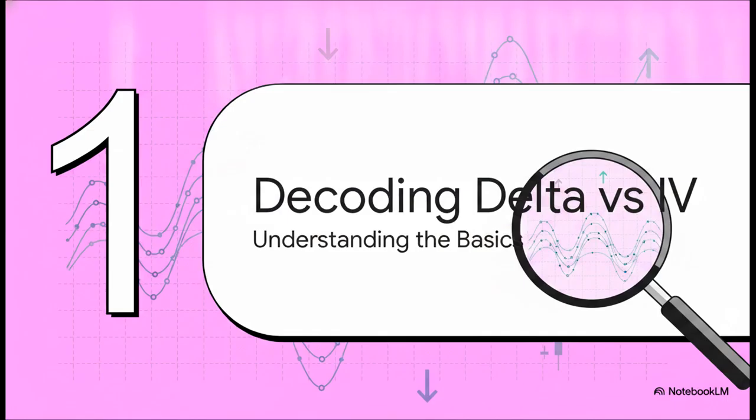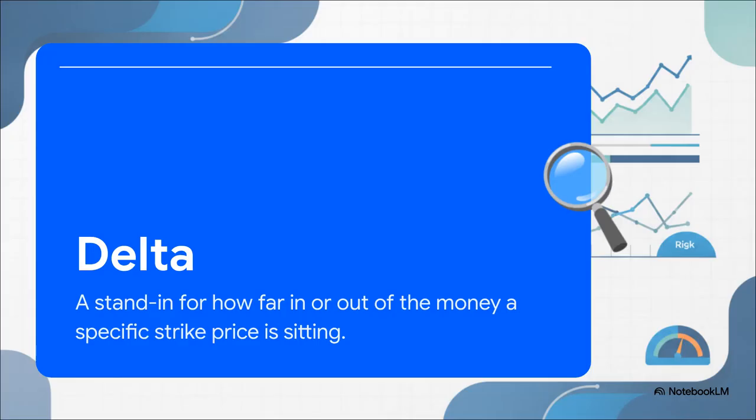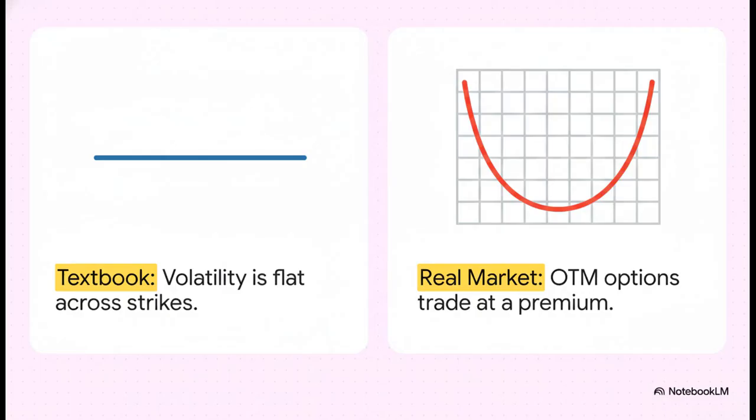Section 1. Decoding Delta versus IV. To make sense of an options curve, you need a reliable x-axis. Using delta as our practical stand-in for moneyness, we plotted against implied volatility, or IV, to see exactly how the market is pricing risk across different strike prices. Now, if markets were perfectly clean and operated exactly like a textbook, volatility would be completely flat across all strikes. Delta wouldn't correlate with IV in any interesting way whatsoever, but real markets never actually look like that.